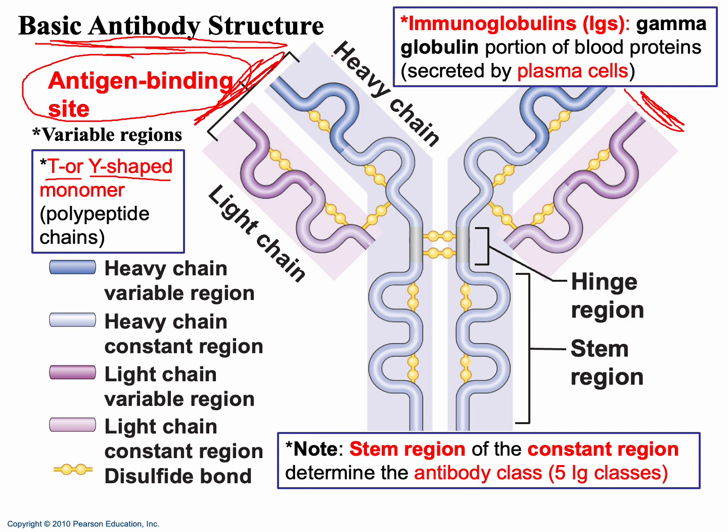And you have a heavy chain and you have a light chain, and structurally sound because of these yellow structures that you see here, these disulfide bonds. There's a hinge region and a stem region. Now the stem region is pretty important because the stem region here of the constant region will determine the antibody class.